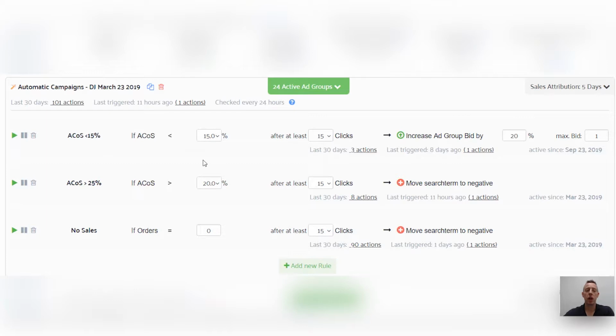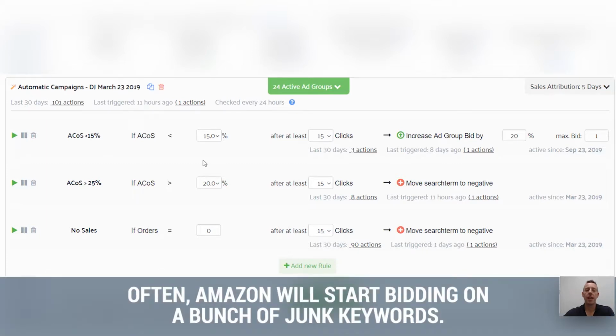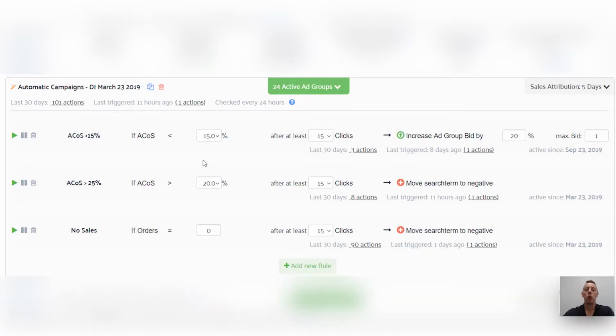Now, at the same time in our automatic campaigns, often Amazon will start bidding on a bunch of junk keywords. So let me give you an example from our company. We sell a particular bag that goes on the back of an ATV.